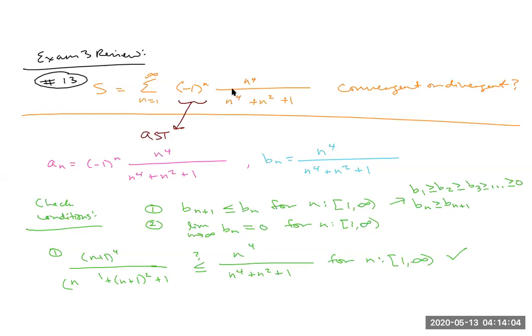Okay, so we found out that's checked off. And then the second condition, we need to check the limit as n goes to infinity of n^4 over n^4 plus n squared plus 1.